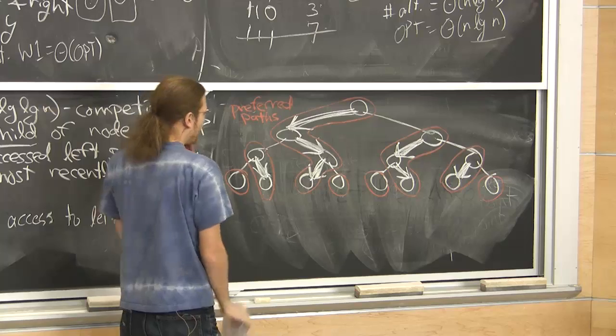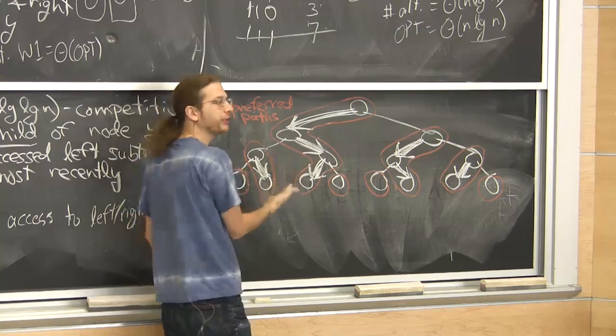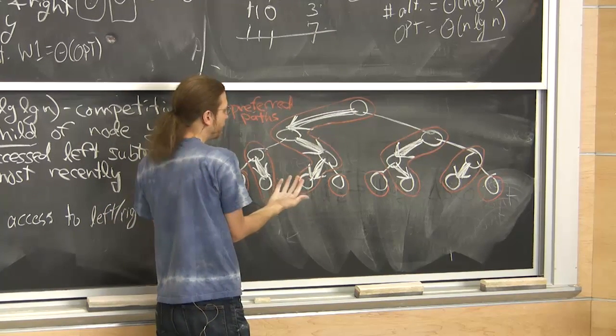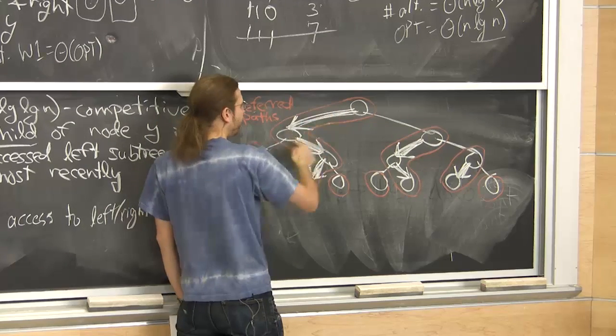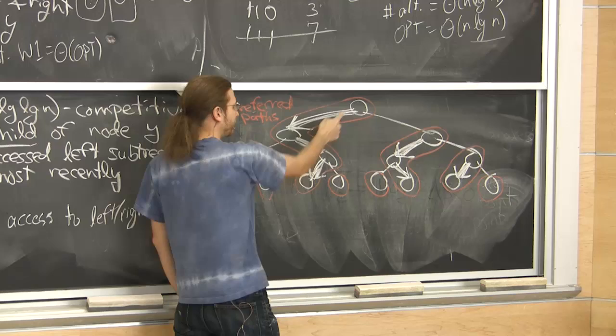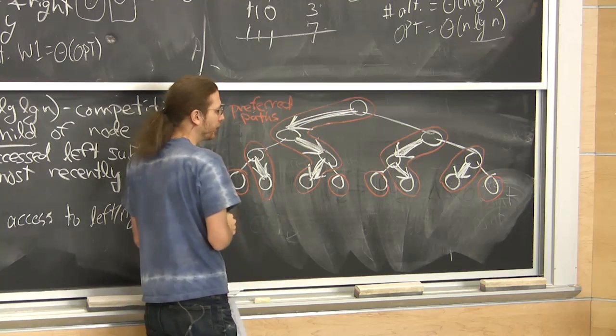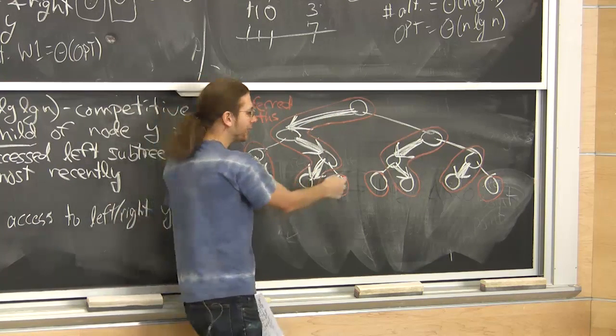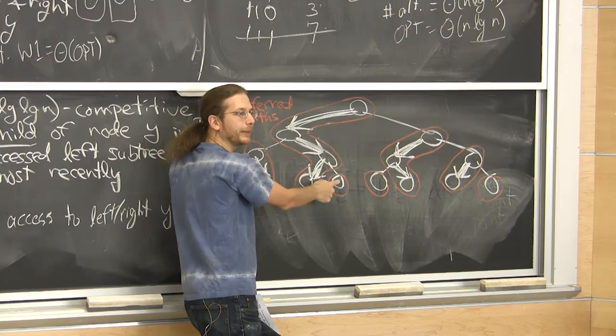Why do I care? Because this tells me the most recently accessed element was somebody on this path. I don't quite know who. Could have been this one, and that would say, okay, this is the most recent direction we went for all of them. Let's say it's that one. Now suppose I access this node. What does that tell me?